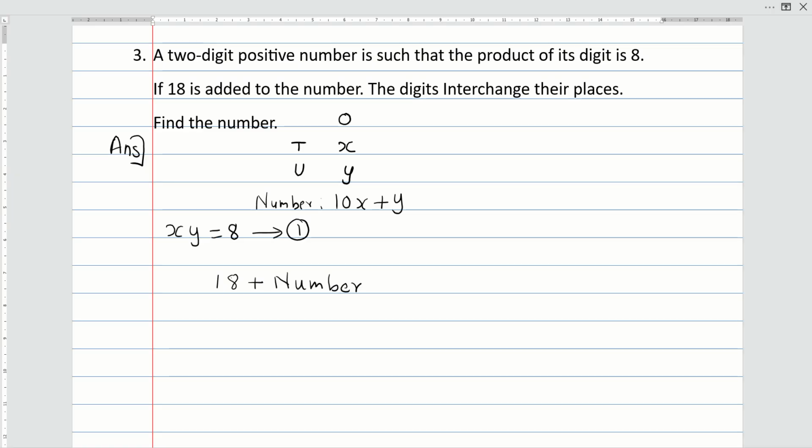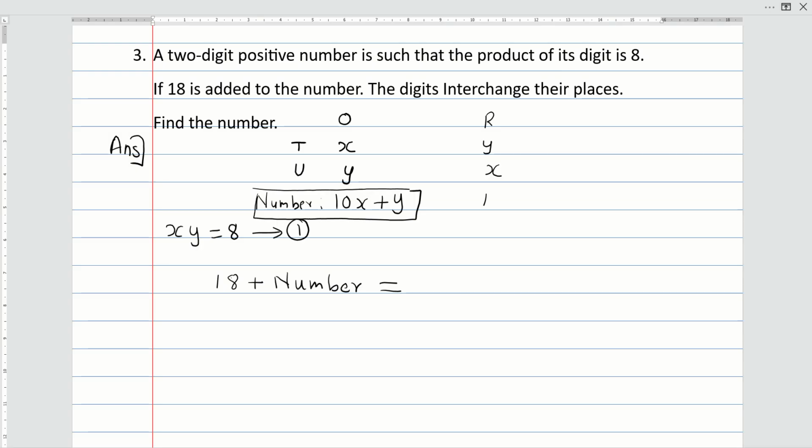If I add 18 to this number, what will happen? If 18 is added to the number, the digits interchange their places. Meaning, as soon as 18 is added to the original number, the digits will reverse. So what we have taken as x place will become y and x. So according to this, what will be the number, students?